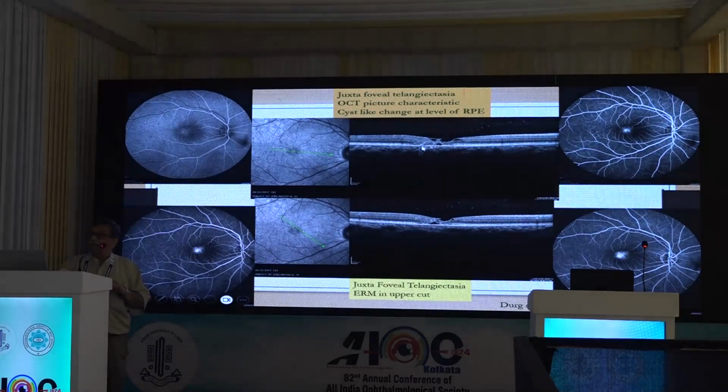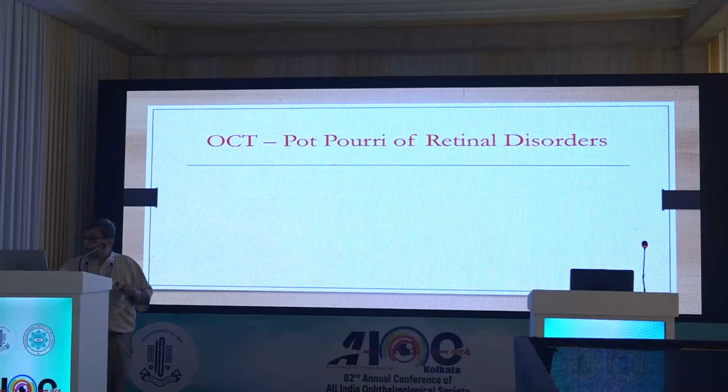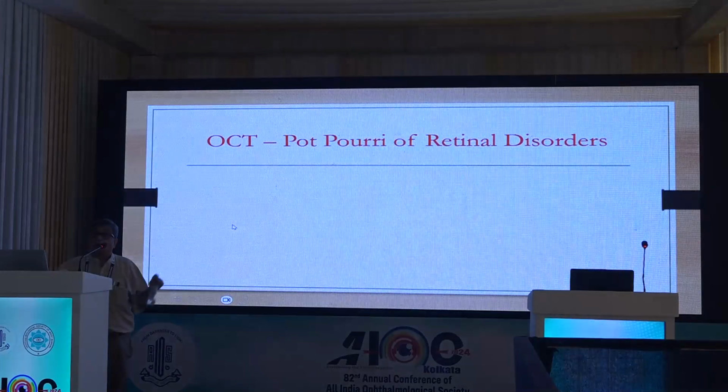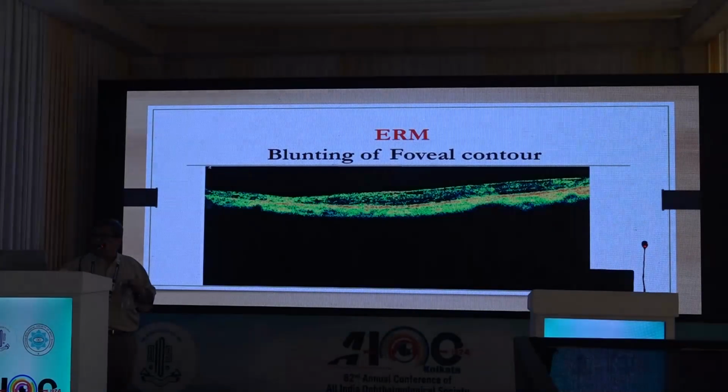And the other condition is juxtafoveal telangiectasia. Again, here it looks like an occult CNV. In the late phase, there is a lot of leakage in the macula. There is increased hyperfluorescence, and if you look at the OCT, it shows these changes, but these are cystic changes. These are degenerative cystic changes, and this kind of picture is again characteristic of juxtafoveal telangiectasia.